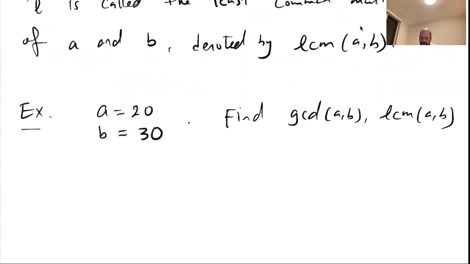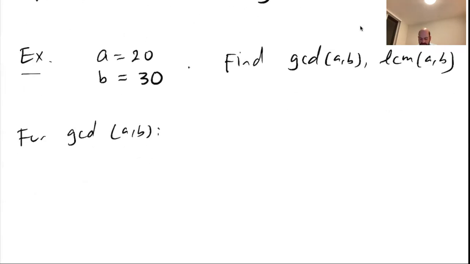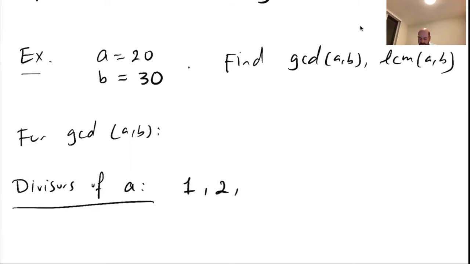So for GCD of A and B, let's look at the common divisors of A and B. What are the divisors of A and B? So let's look at divisors of A. Divisors of 20, of course, is 1, and then 2, right? What else? 4, 5, 10, and 20.